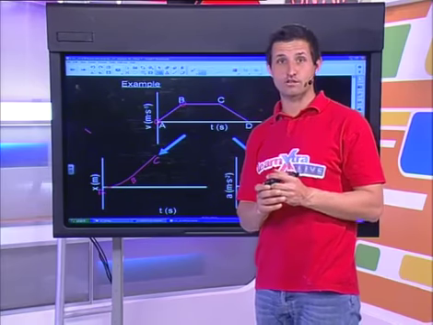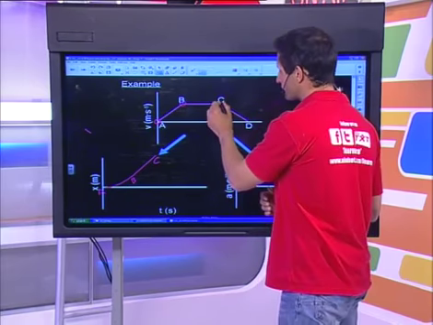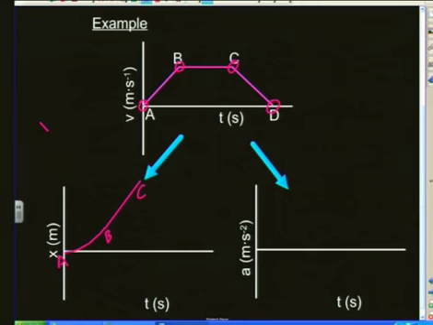Oh, that's a lot to take in. Because my velocity is going to decrease from C to D, my gradient must decrease on my x versus t graph. So it's going to increase at a decreasing rate. So my displacement will increase at a decreasing rate.